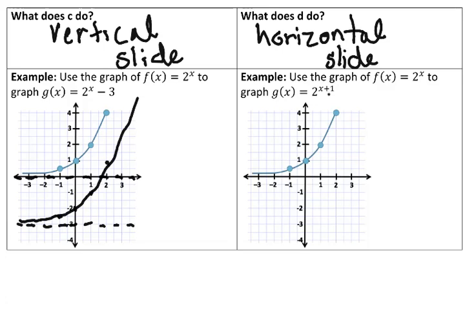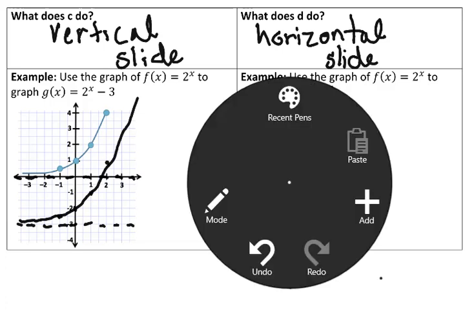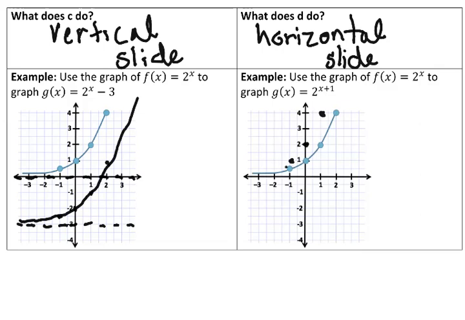And horizontal slides kind of work the opposite of vertical slides. If you see a +1 here, that actually means you're going to be sliding backwards by 1. So this point was originally at 2, it'll slide back to 1. This point was at 1, it'll slide back to 0. This point was at 0, it'll slide over to -1. This point was at -1, it'll slide to -2. And your exponential curve will have the same shape as before, but be slid backwards. And that is it for our transformations.